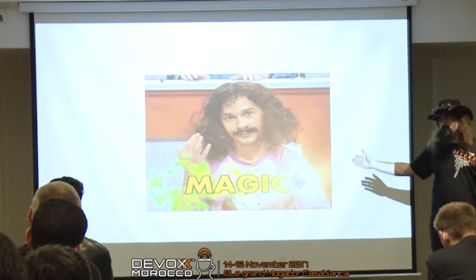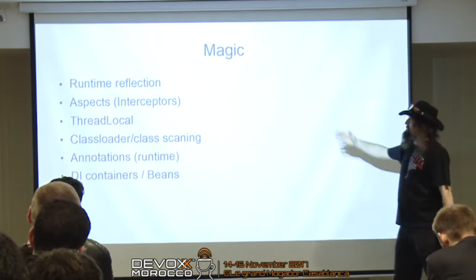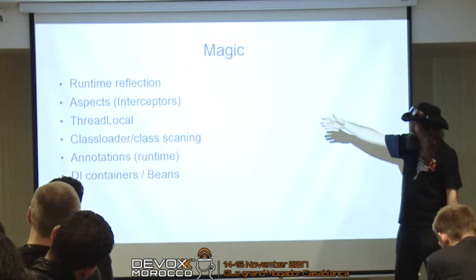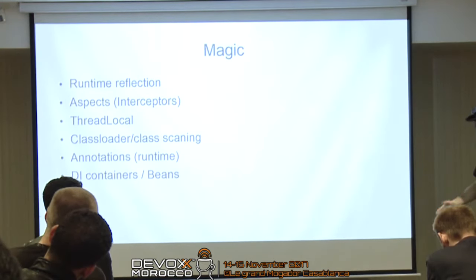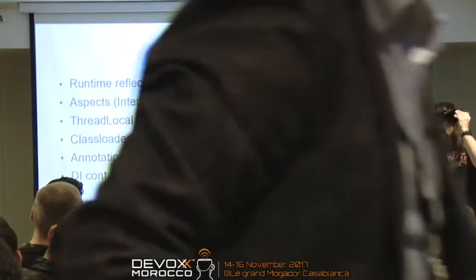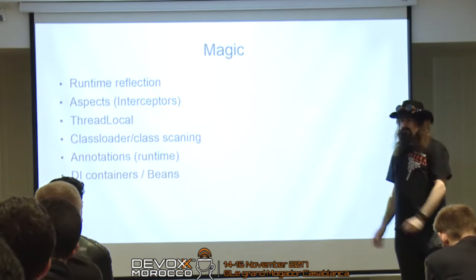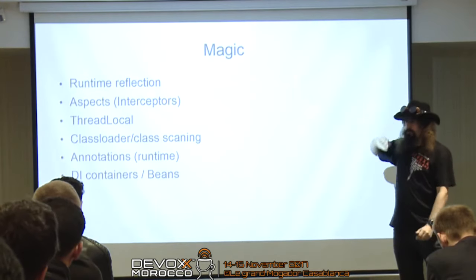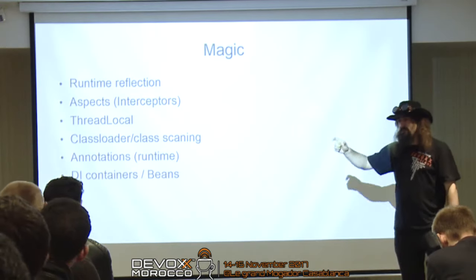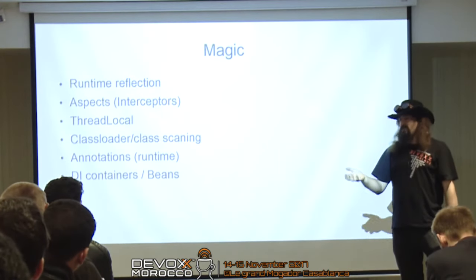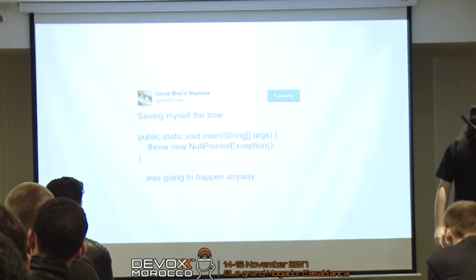Because they rely totally on magic. What is magic? Runtime reflection, aspects, thread locals, class loaders, annotations, dependency injection containers. What it means is, I compile the code, my hundreds of tests are working, and I put it on production and it doesn't work because the magic stopped working. Because everything that is important happens at runtime. The compiler doesn't know if, for instance, transactions are started, because they are in annotations, okay? So that's magic.